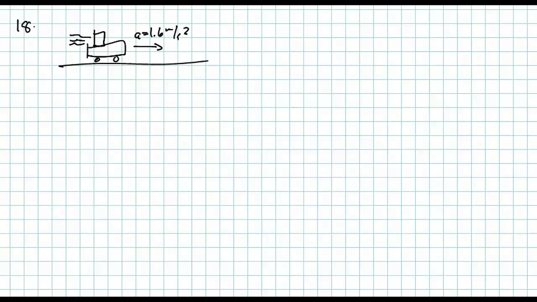Okay, here we have a fan cart accelerating at a rate of 1.6 meters per second squared. The fan pushes on the air with a constant force of 1.2 newtons. So we're going to try to figure out what the mass of the fan and cart are.